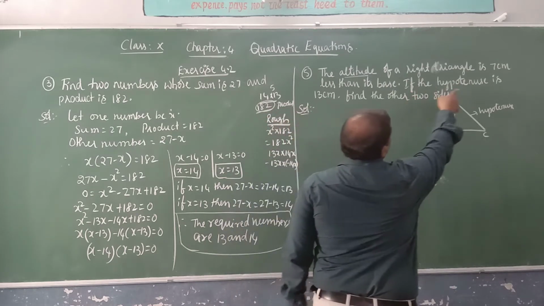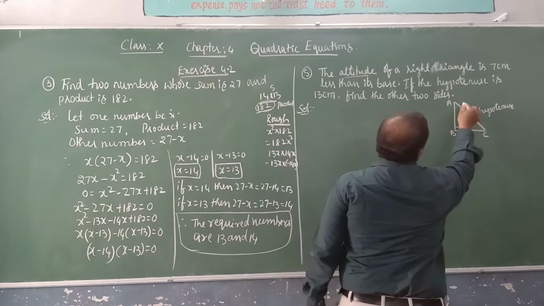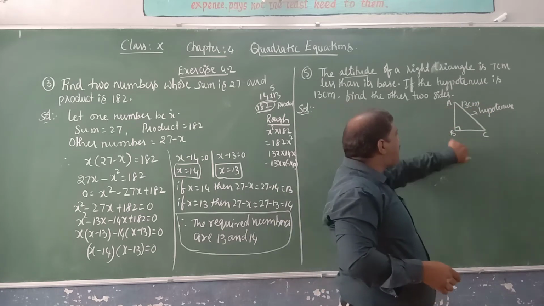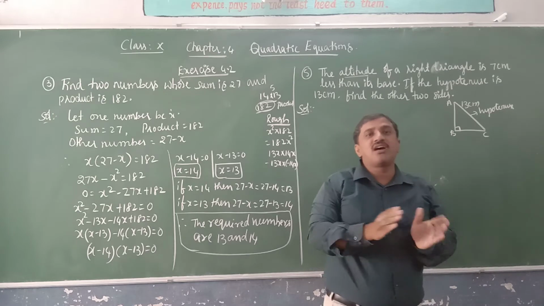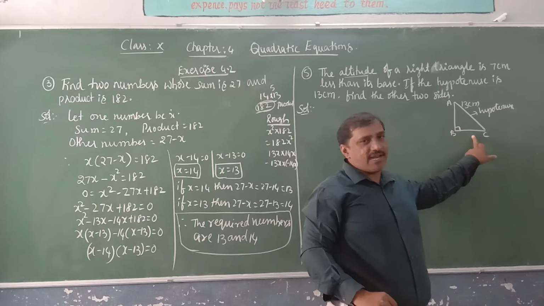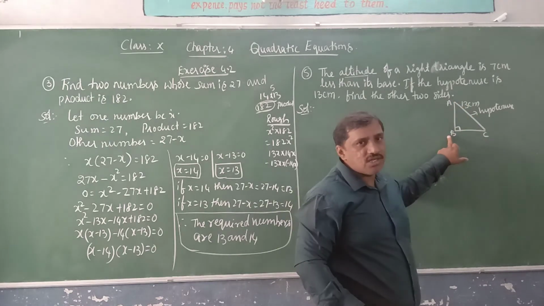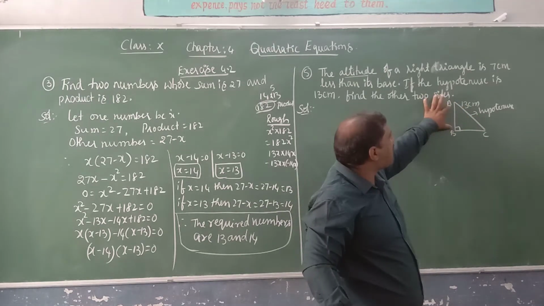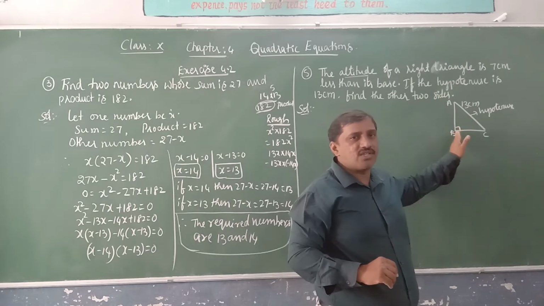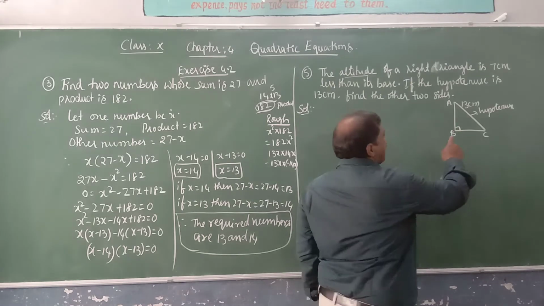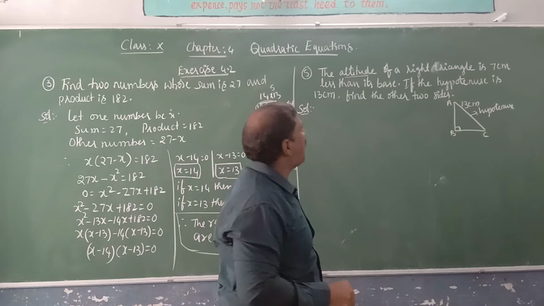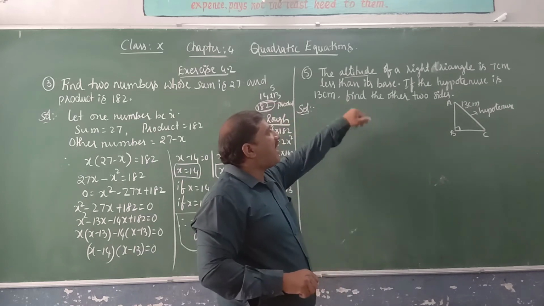It is given that the hypotenuse is 13 centimeters. Now what are the remaining two sides, AB and BC? These two are perpendicular sides, perpendicular to each other. If I consider BC as the base, AB will be treated as the altitude. If I consider AB as the base, then BC will be treated as the altitude. For our problem, I am taking BC as the base and AB as the altitude.